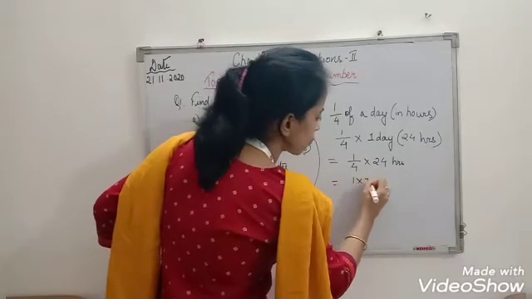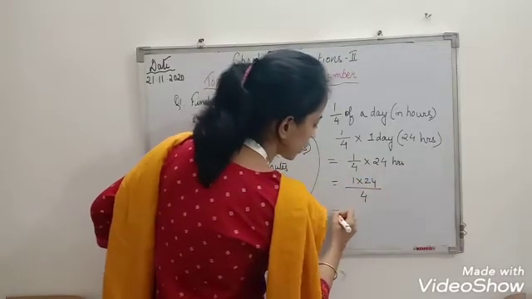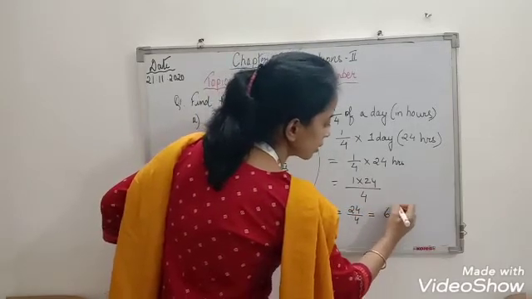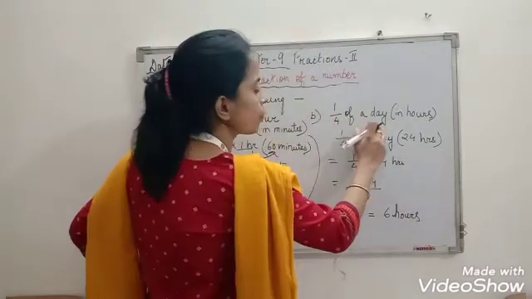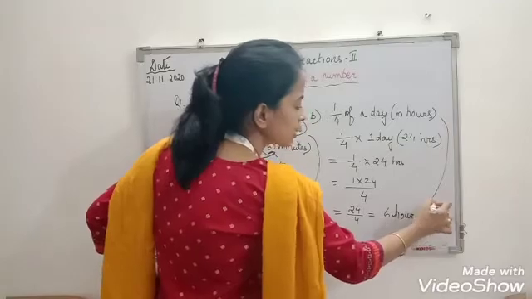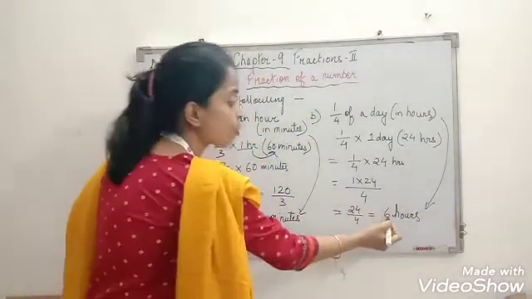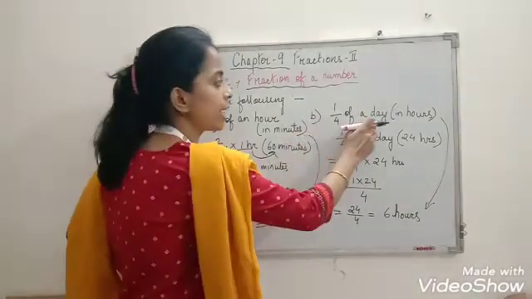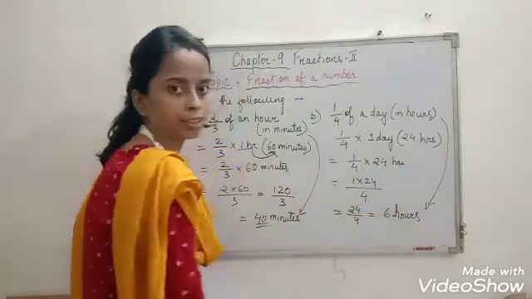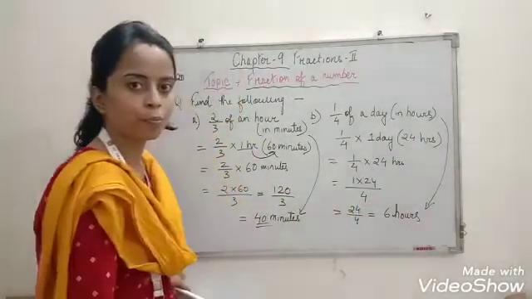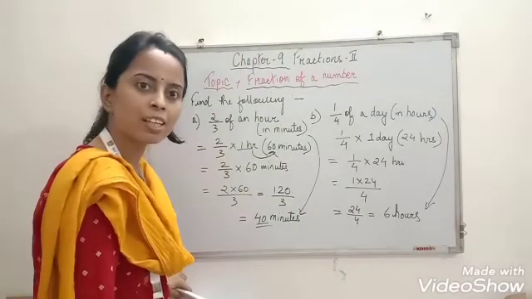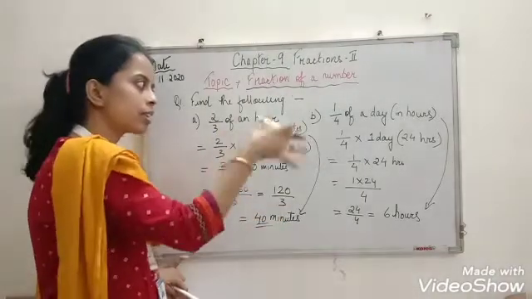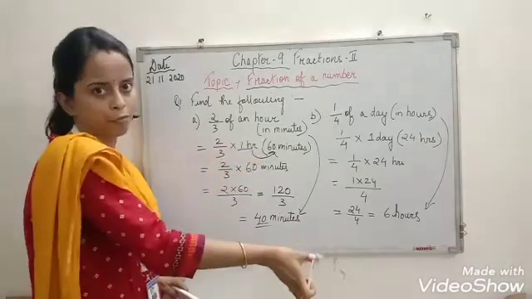So 1 into 24 by 4 equals 24 by 4. So it comes to 6 hours. 1/4 of a day in hours is how many hours? 6 hours. 4 sixes are 24. 1/4 is a quarter. A quarter of a day in hours equals 6 hours. So 6 into 4 is 24. Got it, children? Clear? So this is how you have to find out the fraction of a number. This is related to our real life.